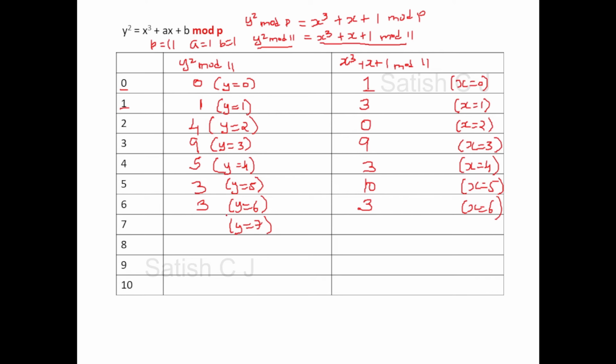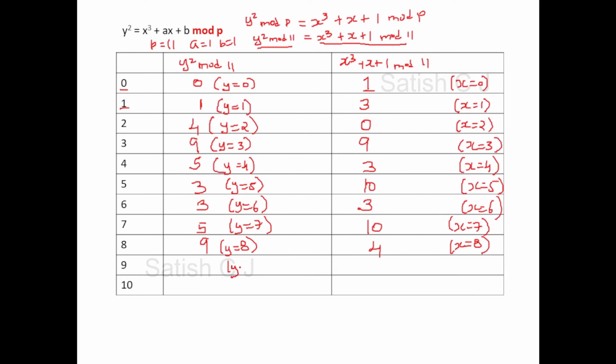When y is equal to 7, what is y square mod 11? That is, the output is going to be 5. You can very well verify this. Likewise, when you substitute x to be 7 here, what is that you're going to get? You're going to get 351 mod 11. The output here is going to be 10. Likewise, let's take 8 square mod 11. So the output here is going to be 9 when the value of y is 8. And when the value of x is 8, what is going to be the output? It is 521 mod 11. The output will be 4.